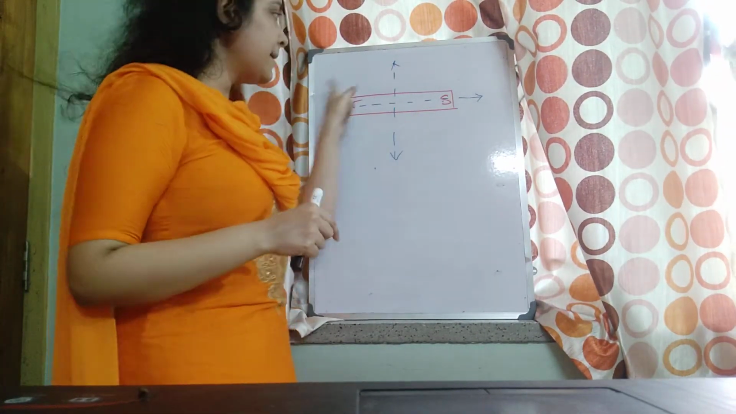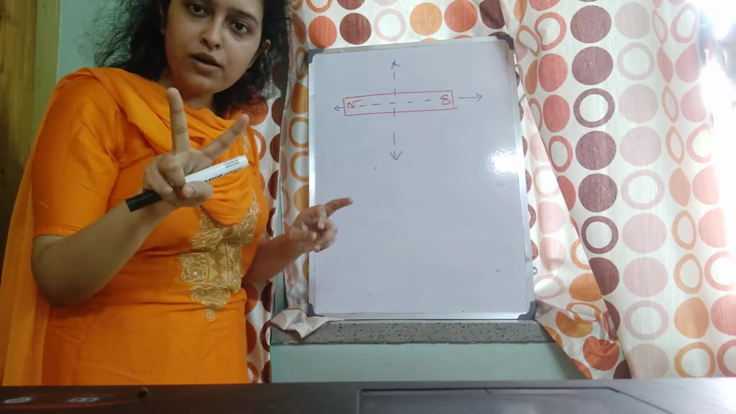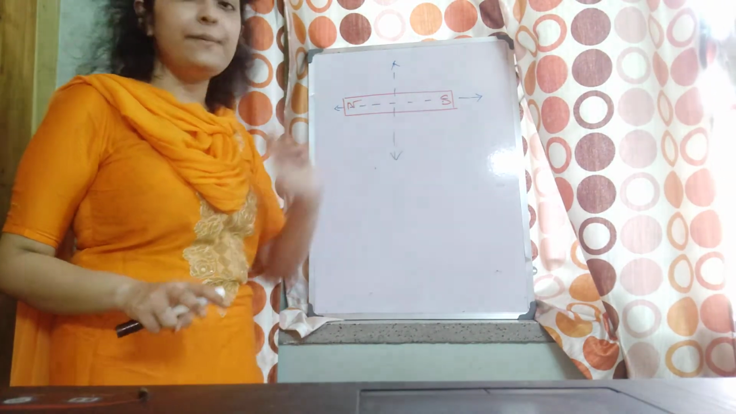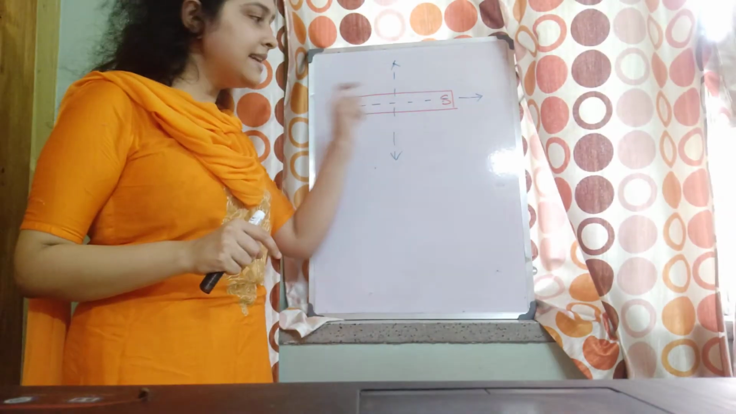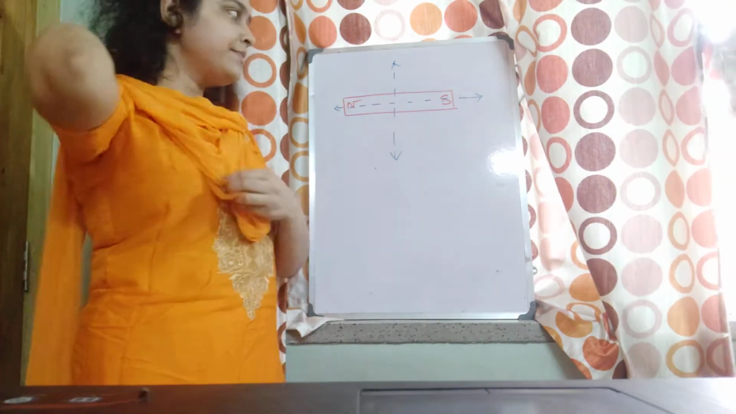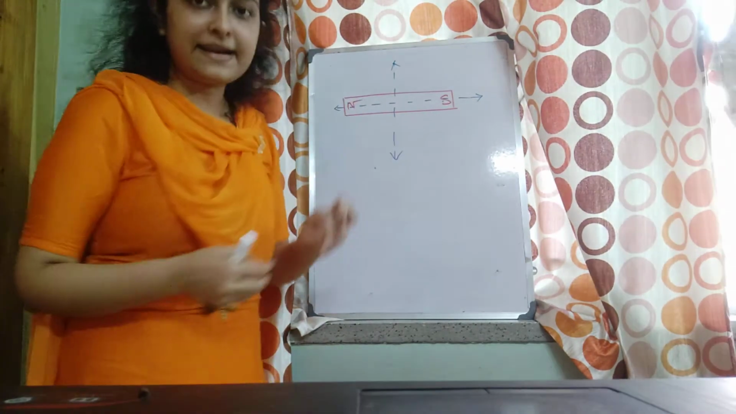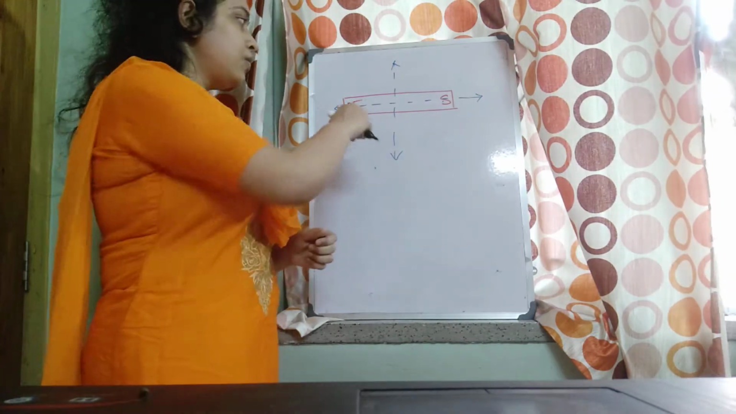So this is a bar magnet, and at the two extremities we have two poles, right? At the two poles, the magnetic strength of a magnet is maximum. Where is it minimum? At the center of a bar magnet. So if we move from the poles towards the center, magnetic strength will decrease.